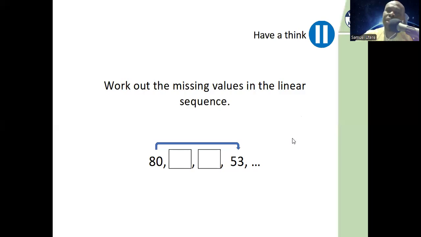So I want you to have a think. What's the difference between 80 and 53? Okay. So the difference between 80 and 53 is 27. But remember what we said, anytime you're making a jump of four terms, it means we're going to add three lots. Remember, it's always one less.